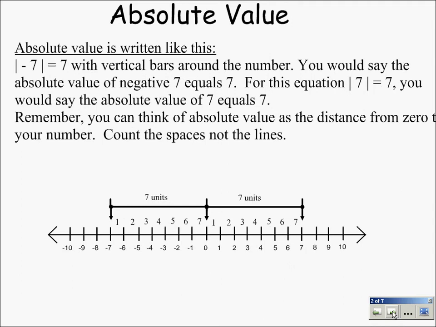Absolute value is written like this. Vertical bars go around the number. So you would say the absolute value of negative 7 equals 7. For the equation with bars around 7, you would say the absolute value of 7 equals 7. Remember, you can think of absolute value as the distance from 0 to your number. Count the spaces, not the lines.